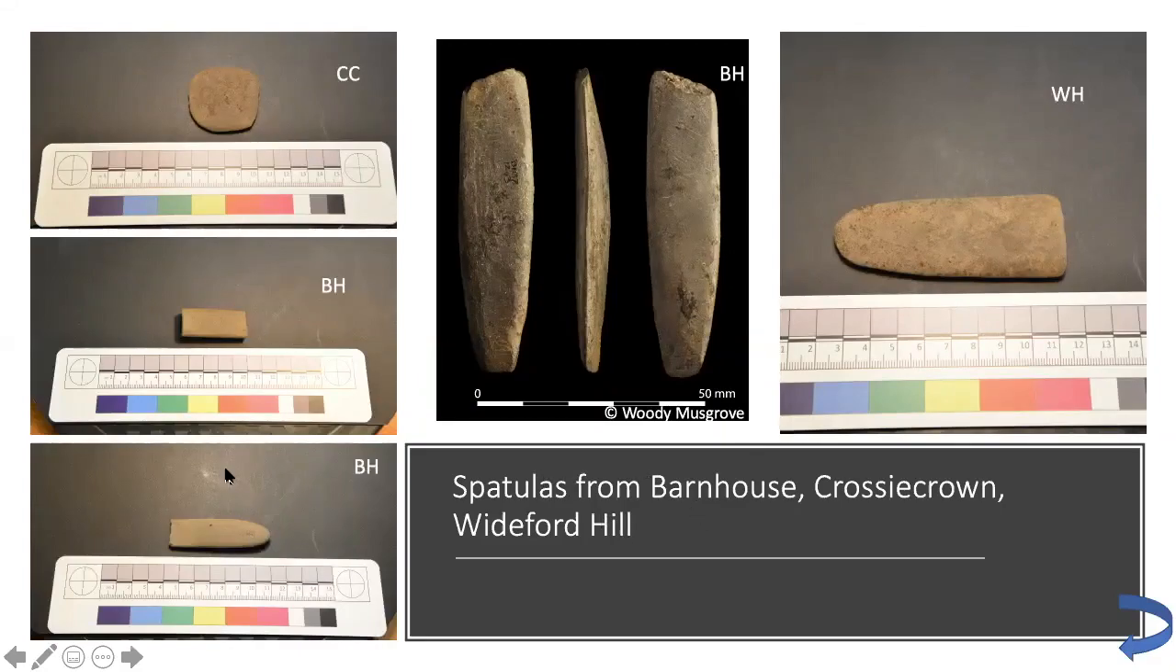So here on the left-hand side are the examples that I was able to see in the Kirkwall Museum. Crossy Crown, Barnhouse, and then on the right-hand side, there's one from Whiteford Hill. And then in the center, though I didn't see this myself, I believe it is in the museum collection, actually on display. And this particular spatulate tool appears as though it may be a strategically designed tool rather than an expediently designed tool.